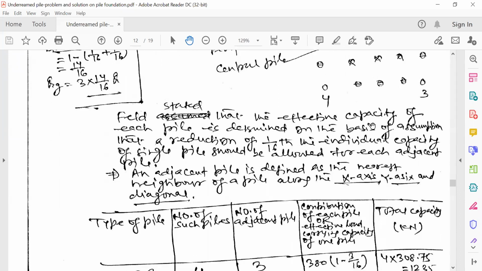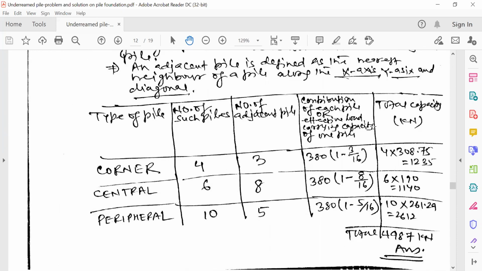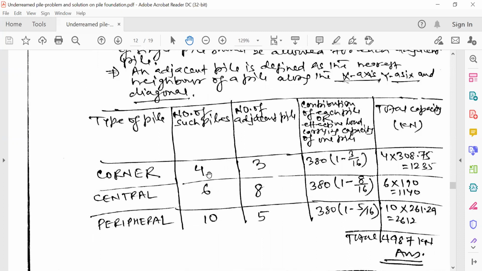Then what we shall do here, you can see the number of such piles. There are 4 corner piles, 6 central piles, 10 peripheral piles, and together 20 piles. And how much load can the 20 piles take together, how much ultimate load we have to calculate, on the basis of Feld's rule. So what it says is that the number of adjacent piles is 3 here.